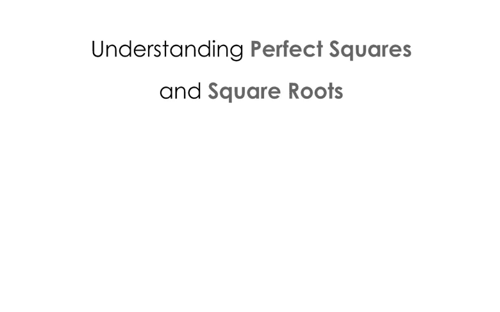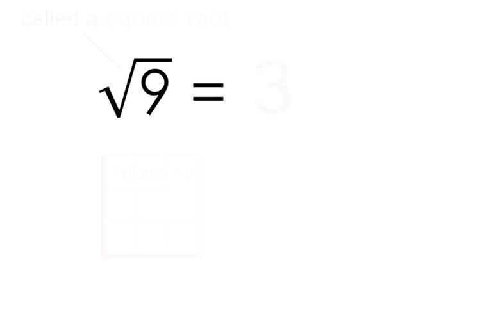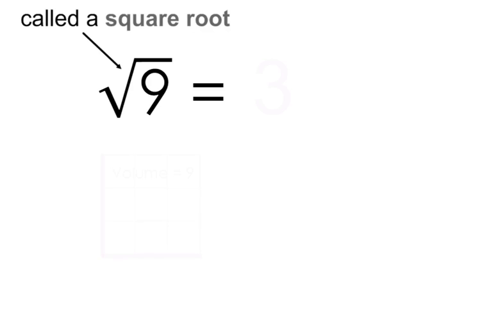In this video, we are going to look into understanding perfect squares and square roots. And the easiest way is to start with an example. So this right here is known as a square root. That check mark that you almost look at, that's the actual name. It's called a square root, and it's read as the square root of 9.